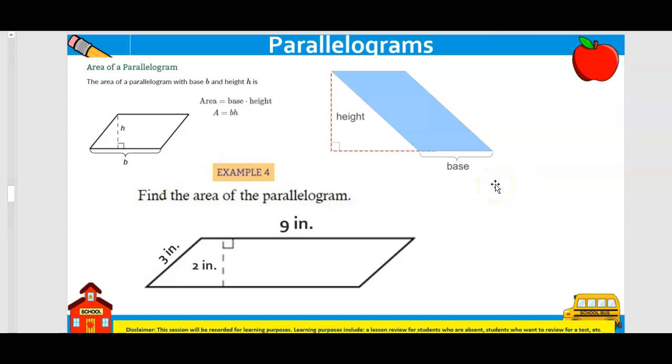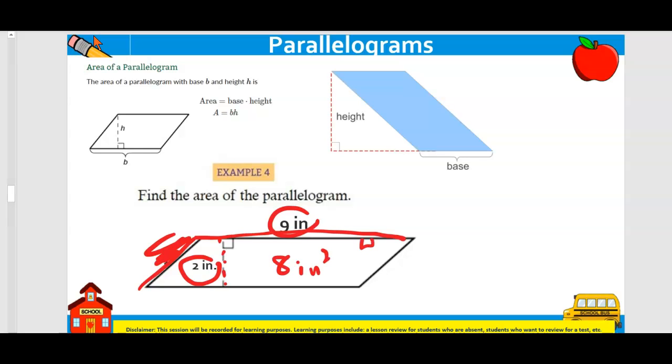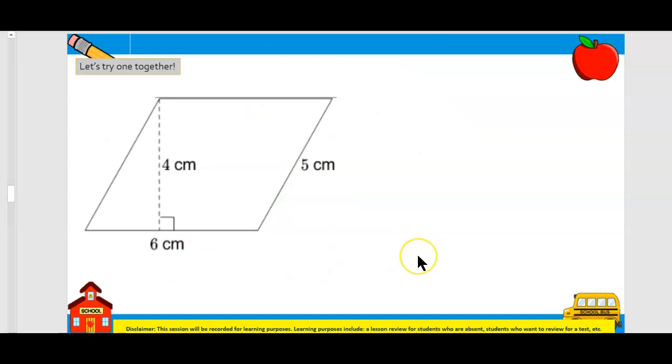Let me try this one. What is the area of this particular parallelogram down here? This is what you have to watch out for. Base times height. Base, 9. Height, 3? No, it's not. You know better than that. Don't use that 3. Use that 2. 9 times 2, 18 inches squared. 18 squares in there, inch by inch.